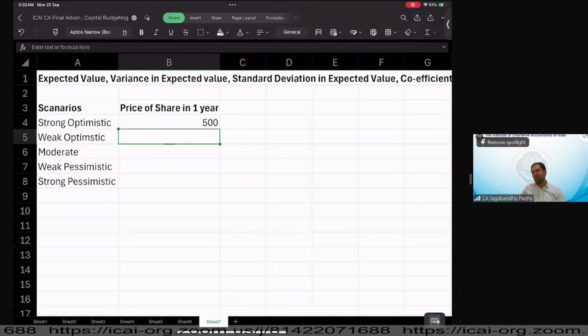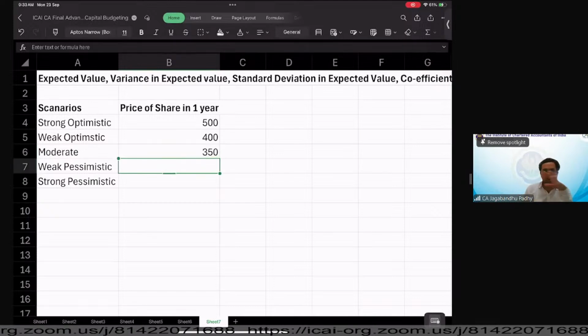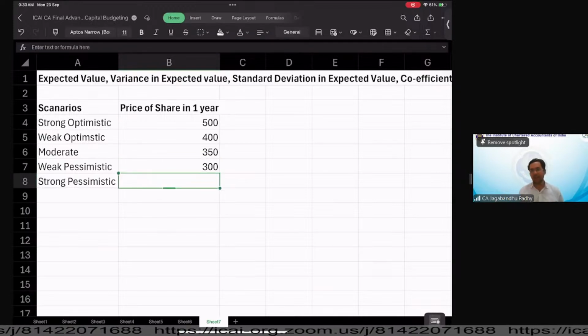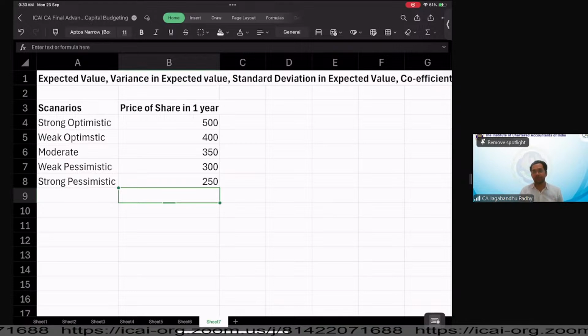Peak optimistic, we are a little bit optimistic. Somewhere we face problems, or sometimes we are looking at some problematic area. Then we expect the share price to be 400. If there is a moderate scenario, we expect the share price to be hovering around 350. Weak pessimistic, we say the share price is likely to be 300. And if it is a very bad scenario in the market, then we expect the share price to be at least 250.